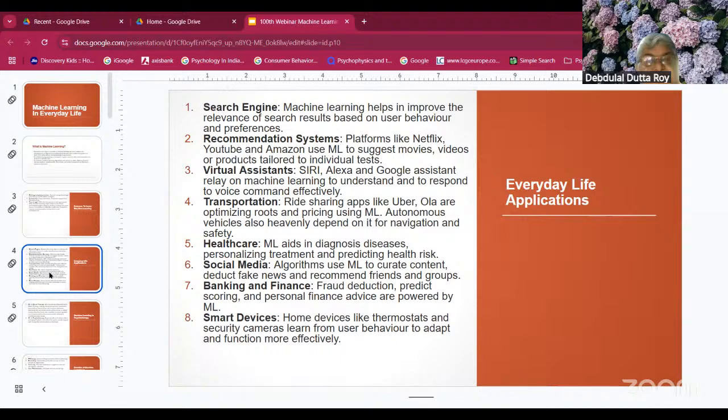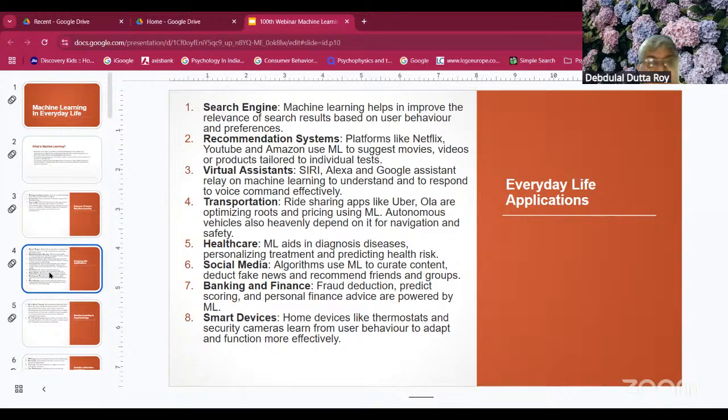Social media algorithms use machine learning to curate content, detect fake news, and recommend friends and groups. So in social media, we are learning many things. We are educated with different things, but we must be very cautious because there is a high probability of data veracity issues. So machine learning can provide you that knowledge.